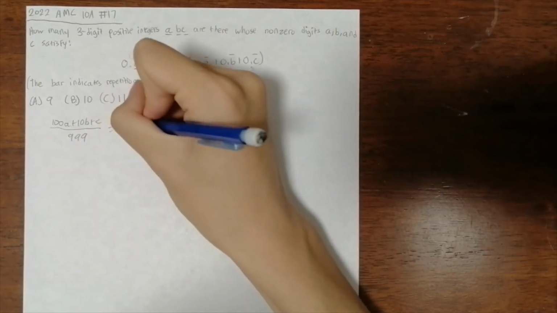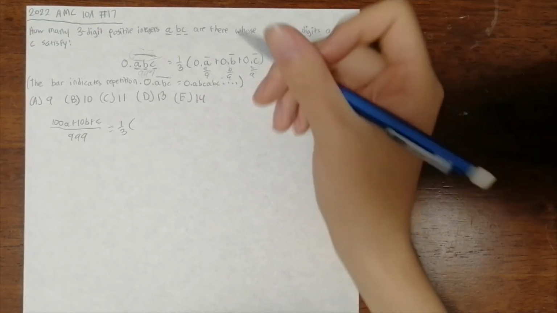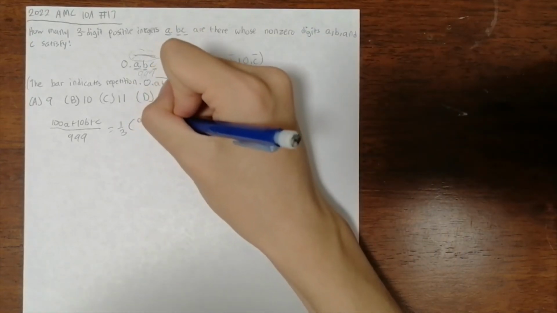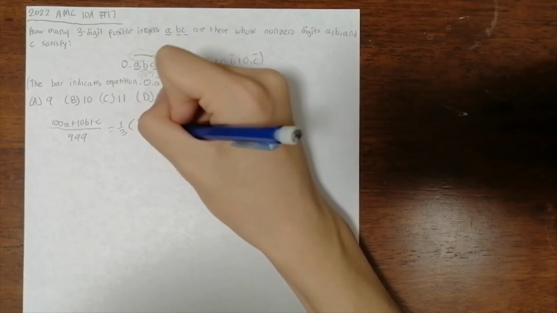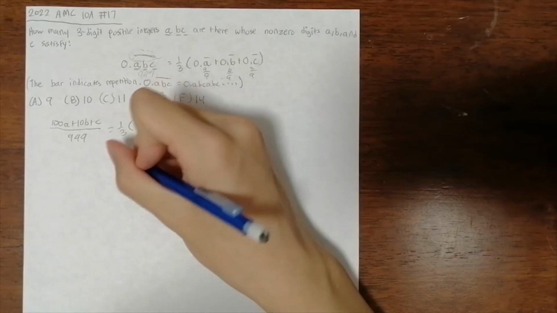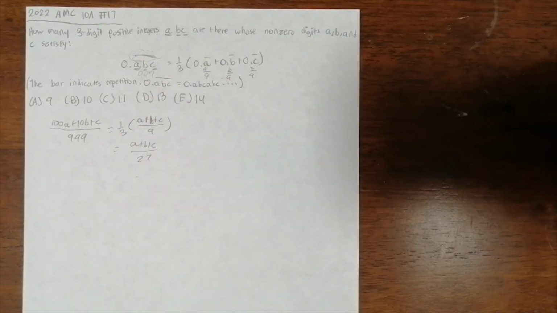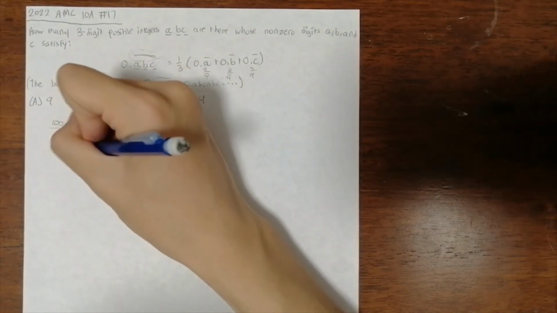Okay, so this is equal to 1/3 times A over 9 plus B over 9 plus C over 9, which is A plus B plus C over 9. So this is A plus B plus C over 27. And then, I'll just write this again, I guess.